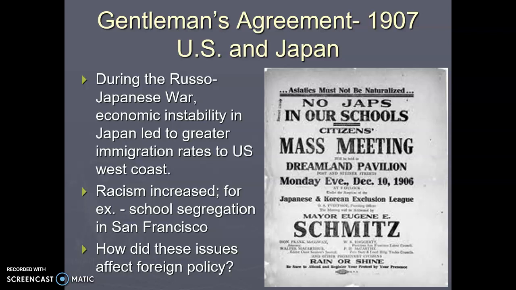There is a backroom compromise again. So we do get, to some degree, a San Francisco school board and whatnot that will end the segregation. But in exchange for that, Teddy Roosevelt and Japan will negotiate what's known as the Gentleman's Agreement.